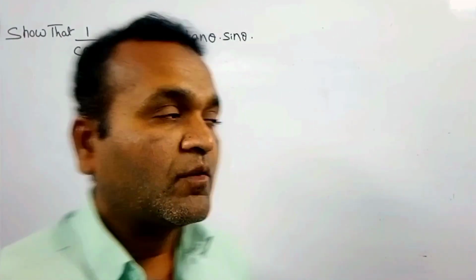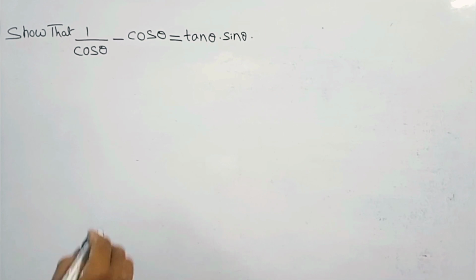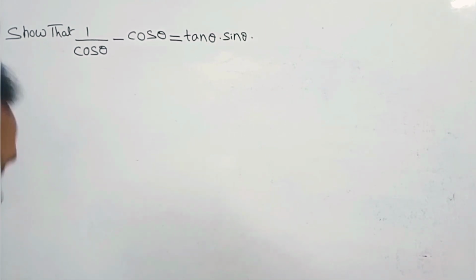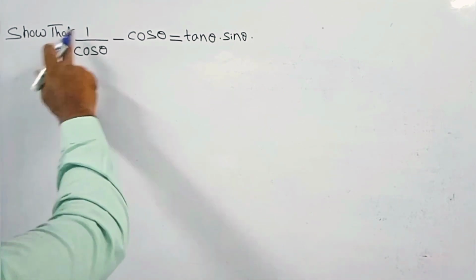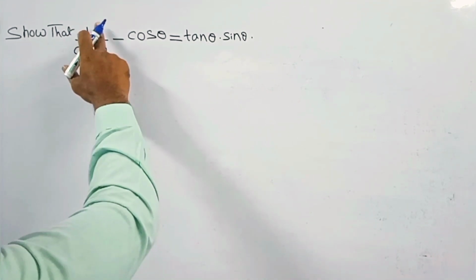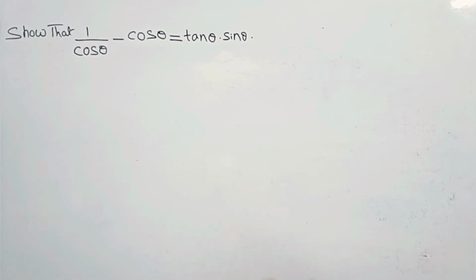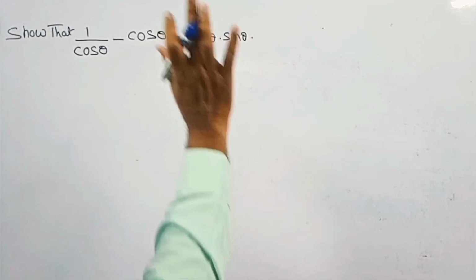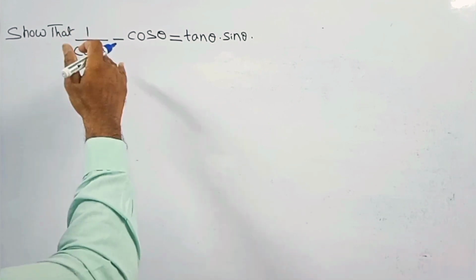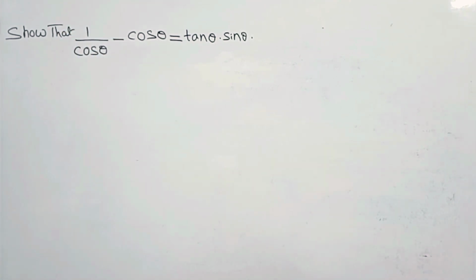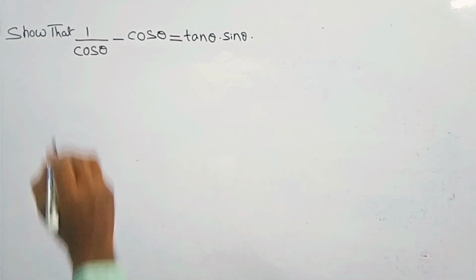This is the first question of today's session. What we have to do now is prove that 1 divided by cos theta minus cos theta equals tan theta into sin theta. Or you can say 1 upon cos theta minus cos theta, or 1 over cos theta minus cos theta. Anything you can say here. So how to solve this type of questions?